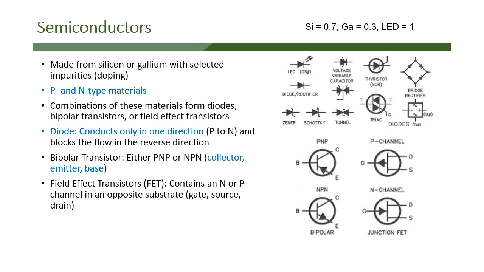But diodes conduct only in one direction and go from P to N material, and they block the flow in the reverse direction. Bipolar transistors either are PNP, as I said, or NPN, and they have three elements to them: a collector, emitter, and a base. And field effect transistors contain N or P channel in an opposite substrate, and there's a gate, source, and drain. So in a bipolar transistor, we usually put the signal coming in on the base. The small signal coming into the base controls the current flowing between the collector and the emitter.